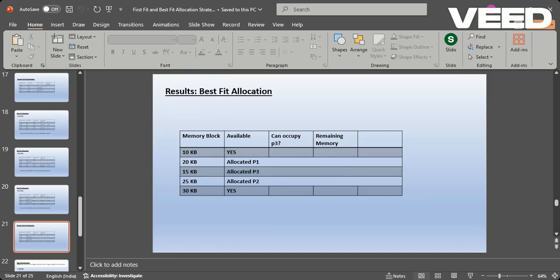After the best fit allocation, this is the suitable allocation strategy for P1, P2, P3. Block 2 is allocated to P1, block 3 is allocated to P3, and block 4 is allocated to P2. So this is the allocation of P1, P2, P3 after best fit allocation.